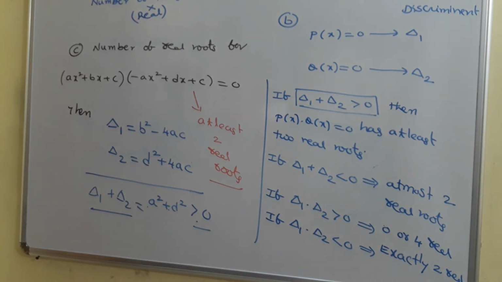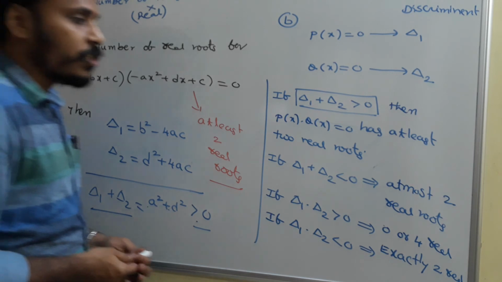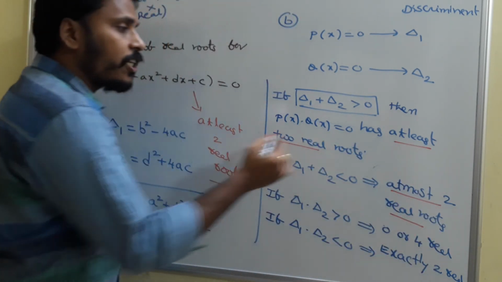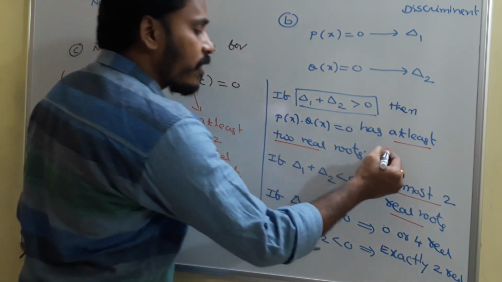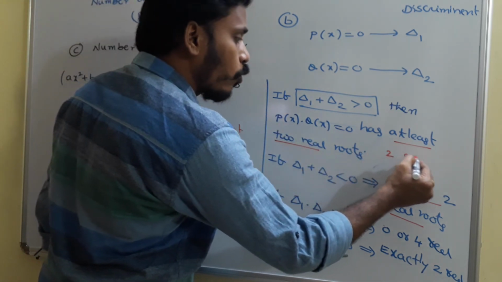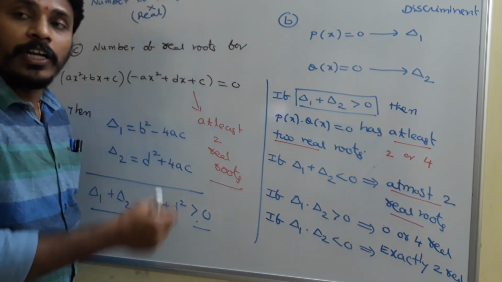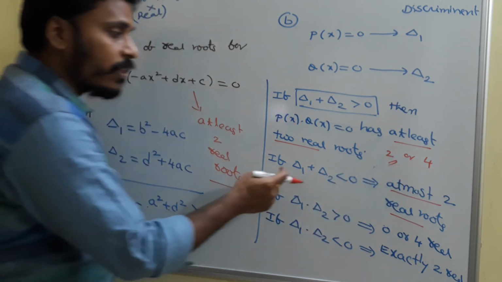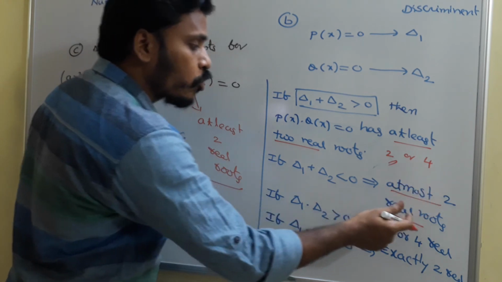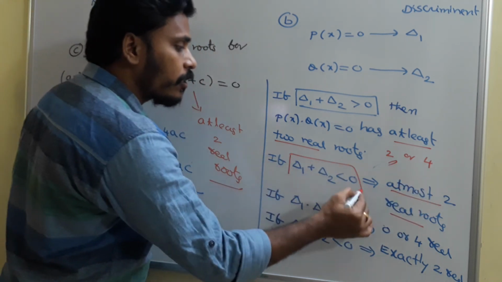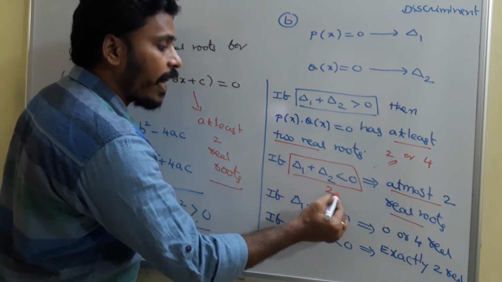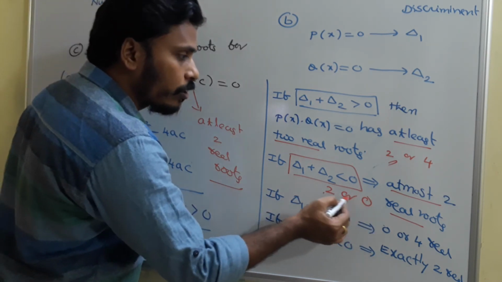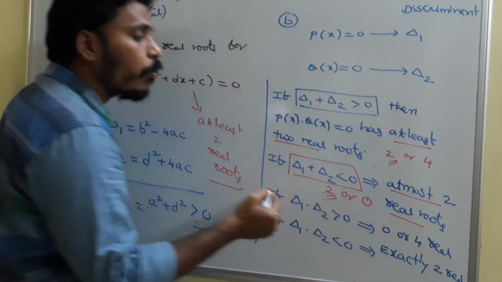So once again, everybody just pay attention to these words: at least 2 real roots and at most 2 real roots. At least 2 real roots means in this case the equation has either 2 real roots or 4 real roots, but 2 is guaranteed, and that's why we say at least 2 real roots. And in this case the equation has at most 2 real roots. Why? Because in this possibility the equation has either 2 real roots or 0 real roots, so that's why we say at most 2 real roots.